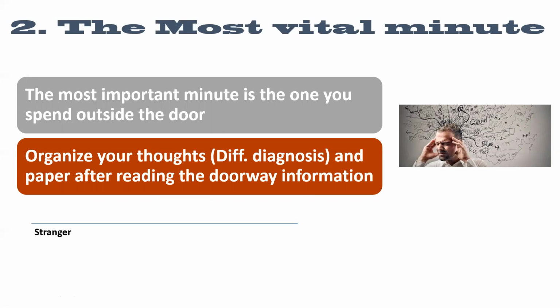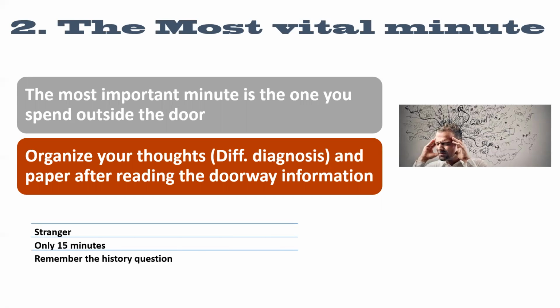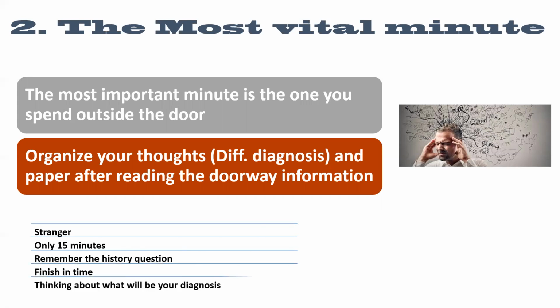Why is this minute important? Also because you're going to be with a stranger for only 15 minutes, and you have to remember the history questions, you have to finish in time, you have to think about the diagnosis, and do the examination, all in just 15 minutes. So maybe you will get stressed. So organizing your mind will help you to stay on track. You can also write the differential on the right side of your blue sheet. So inside the encounter, you can look at the right side and ask the questions. It's what I did and I got a high performance, so I think it's a good way.